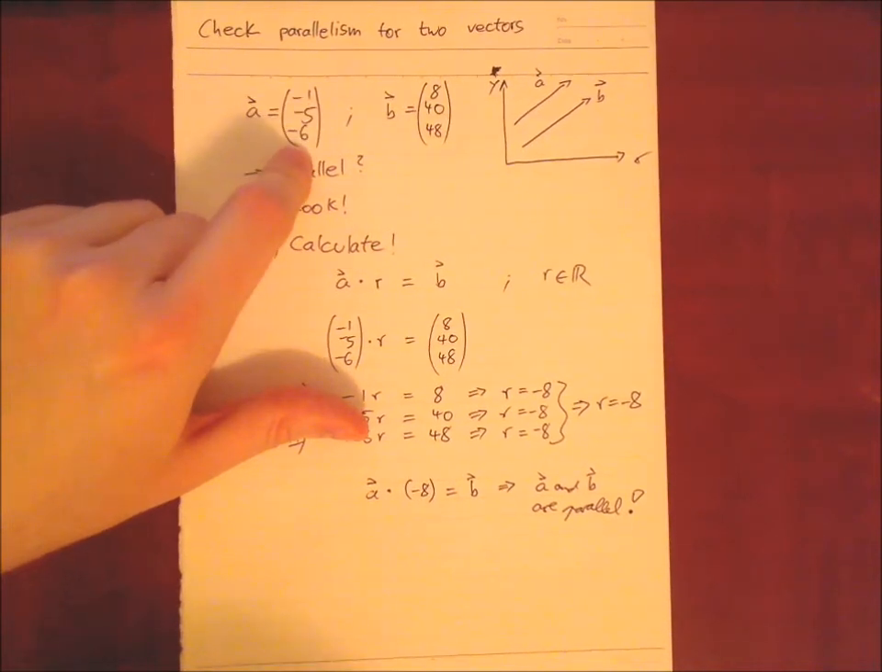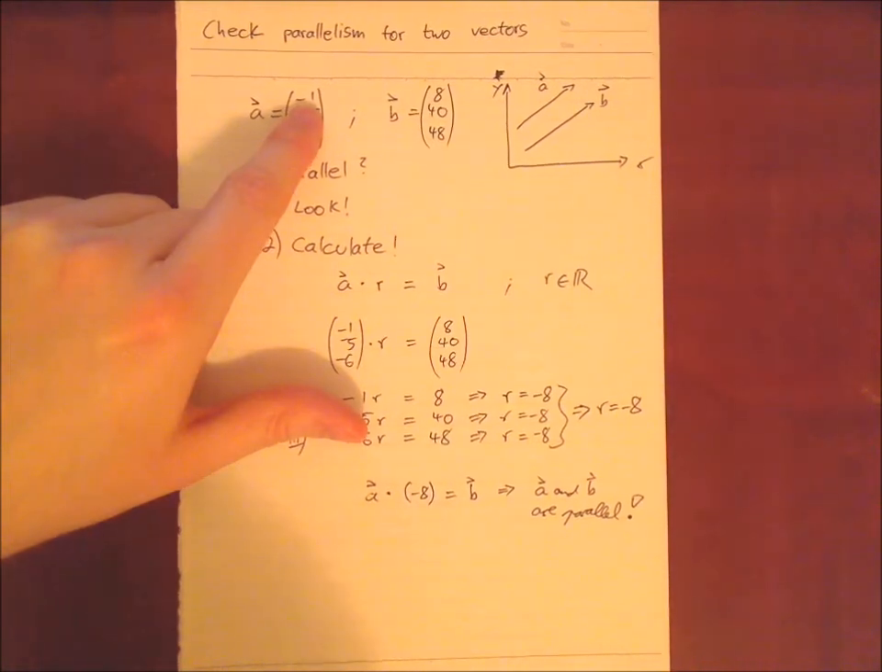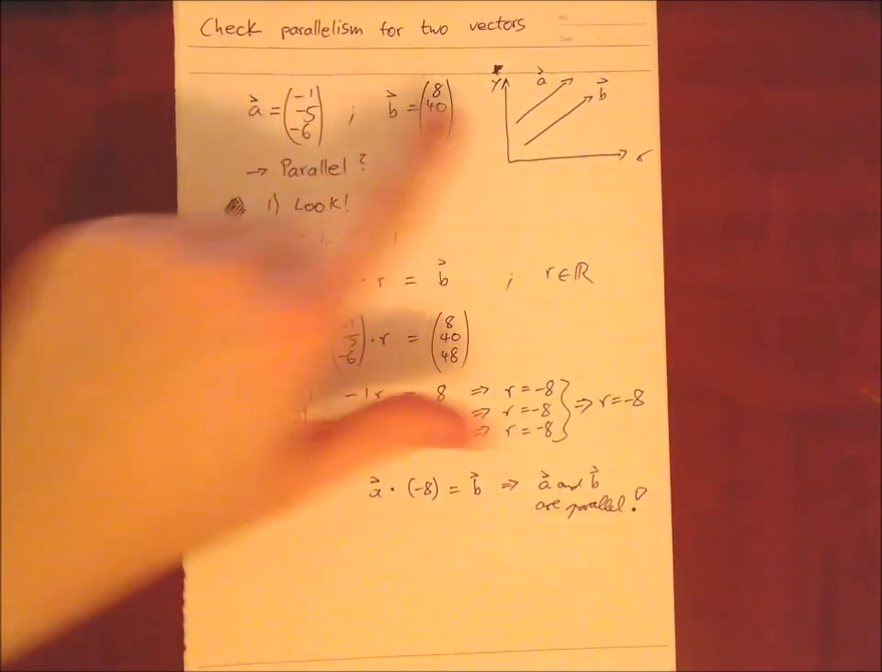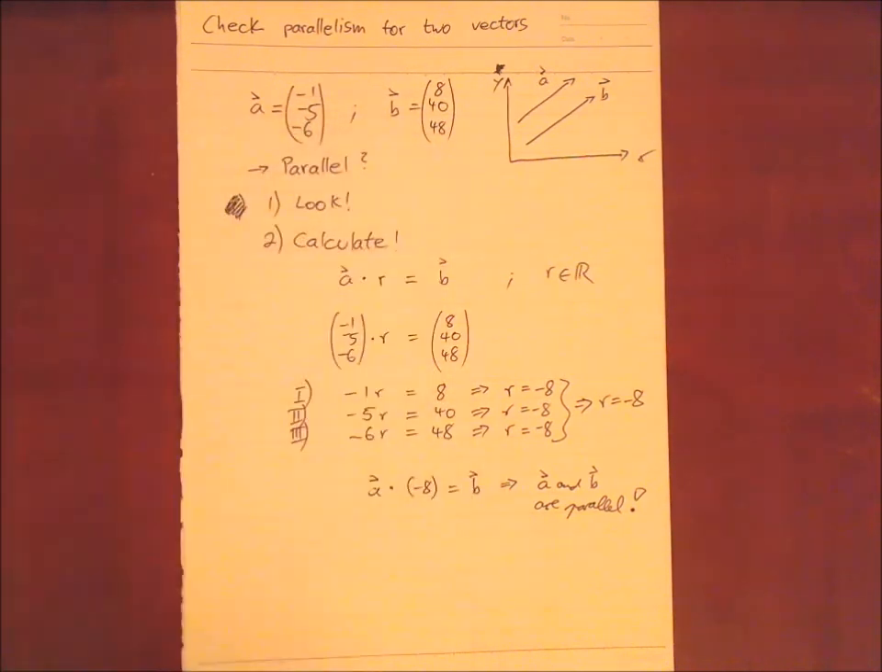But in this case we have numbers. If you have numbers which are not 0, then you should look at the 1, because it's quite easy. 1 and 8. 1 times 8 is 8, and the sign is minus, so 1 times minus 8 is 8. And then you check for the other components, and then you can easily and quickly determine whether they are parallel or not.